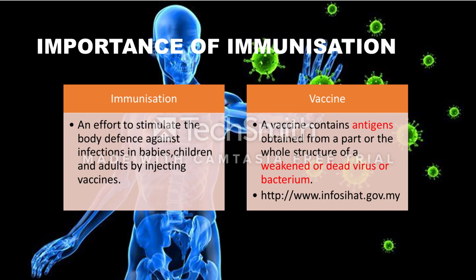Today we are going to learn about human health, which is immunity. The importance of immunizations. What is immunization? It is an effort to stimulate the body's defense against infections of pathogens in babies, children, and adults by injecting vaccines. What is a vaccine? Vaccines contain antigens obtained from a part or the whole structure of a weakened or dead virus or bacteria. This is the attachment site that you may refer to for the vaccine's info.